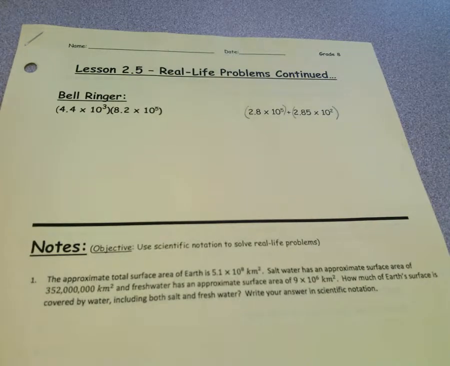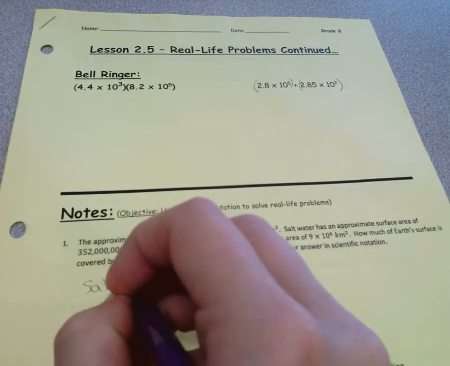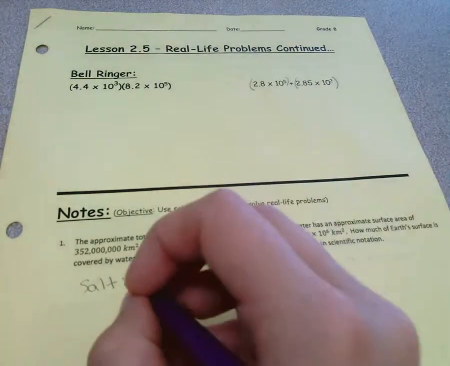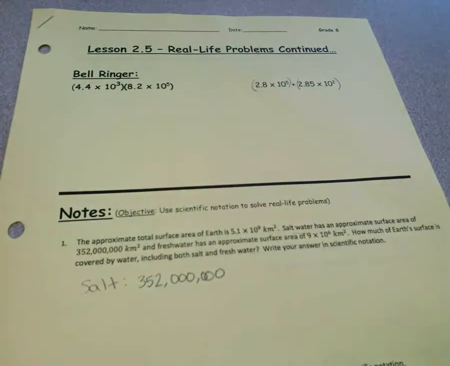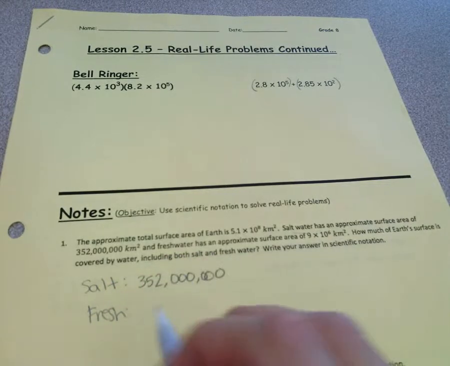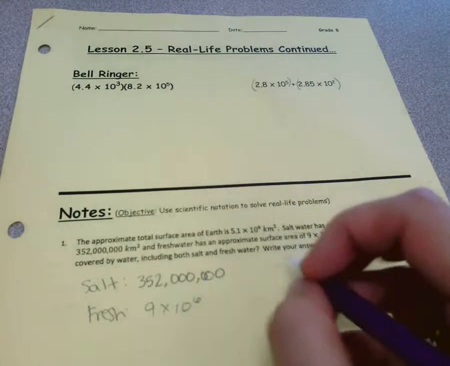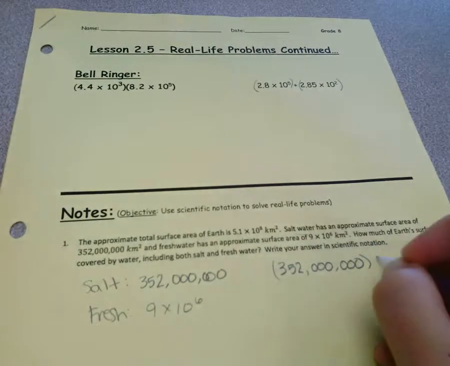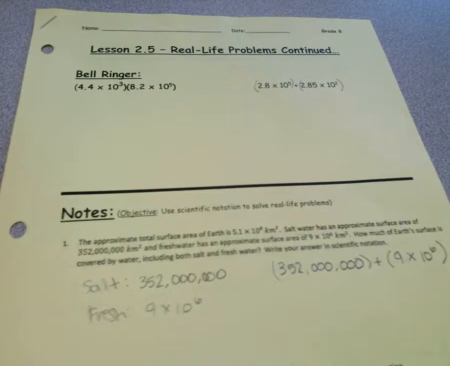So to start off, we have to figure out what salt water is and fresh water. Salt water is the 352 million. And it looks like the fresh water is 9 times 10 to the 6th. So for these to be combined, well, combining them means that we're going to add them to figure out how much it is total. So remember, when I'm plugging it into the calculator, I have to put parentheses around both of them to add them together, okay?